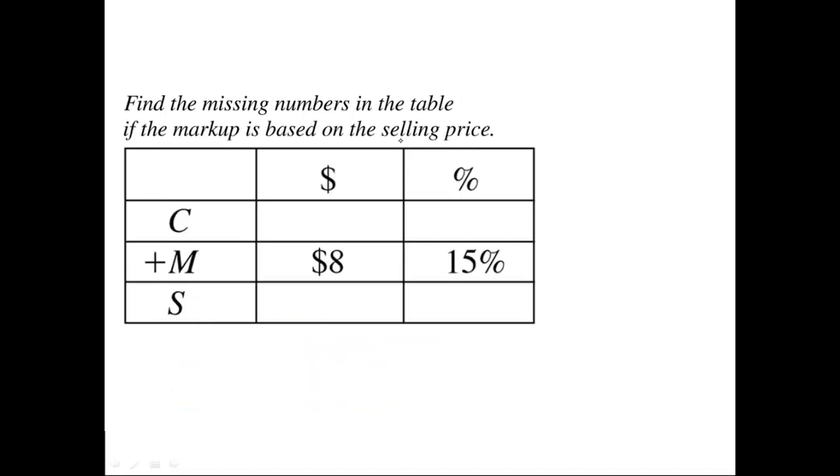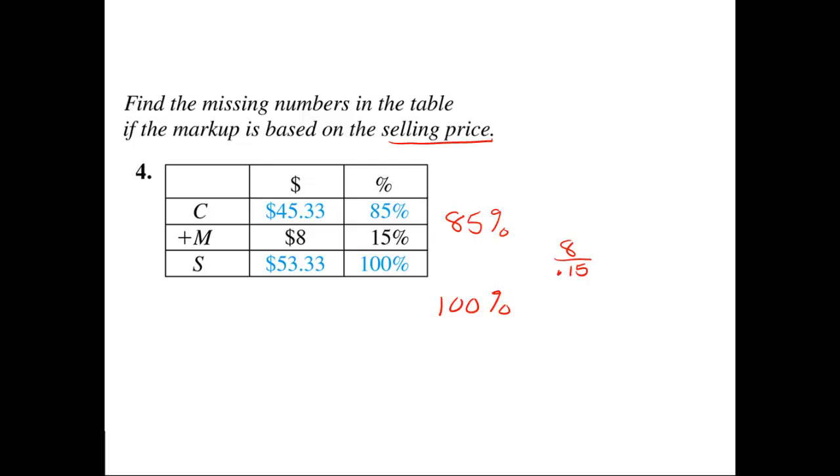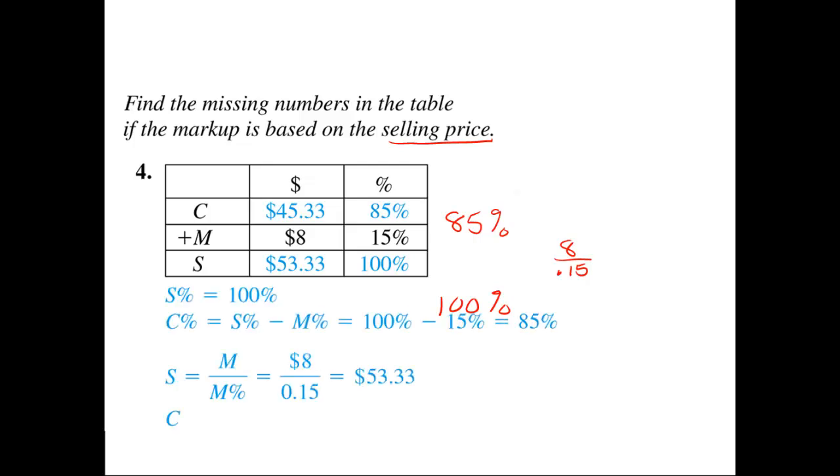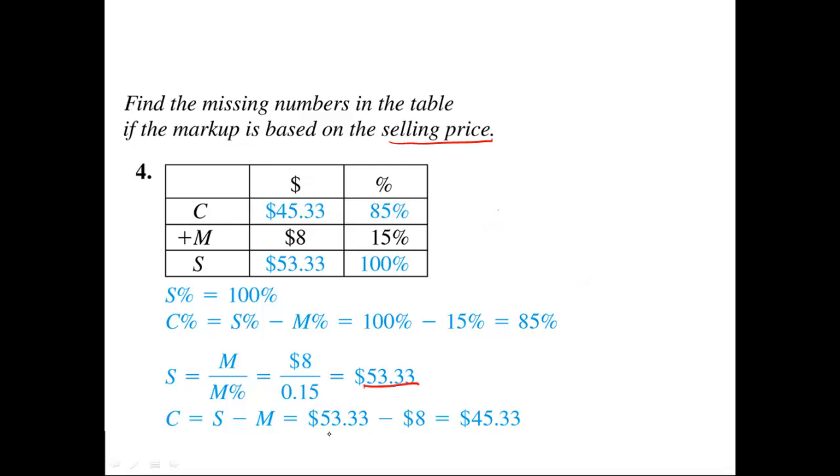In this problem, we're doing markup based on selling price. So we know the 100% goes here, and this must be 85% because we subtract the 15% to find out what the markup based on cost is. So we know the markup amount is $8, and that is a 15% markup. So if we divide $8 by .15, we will get a selling price of $53.33. And then if we subtract those, the 53.33 minus 8, we'll get the 45.33.